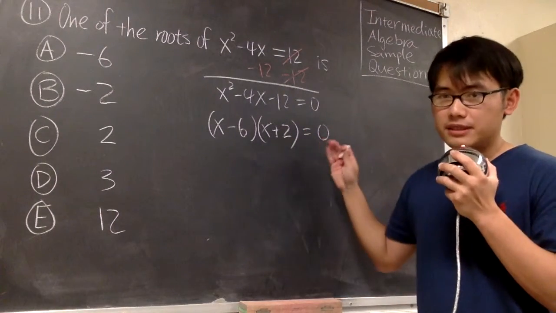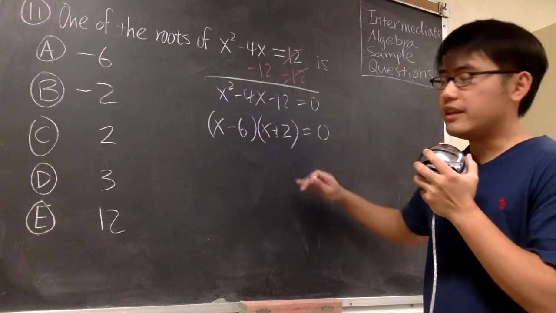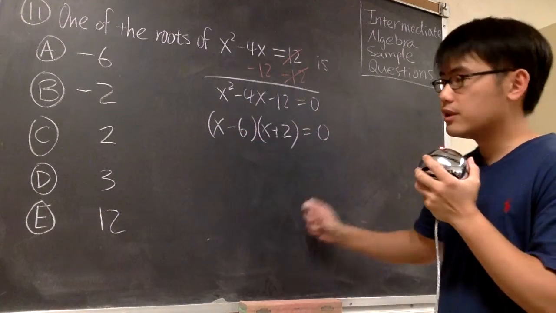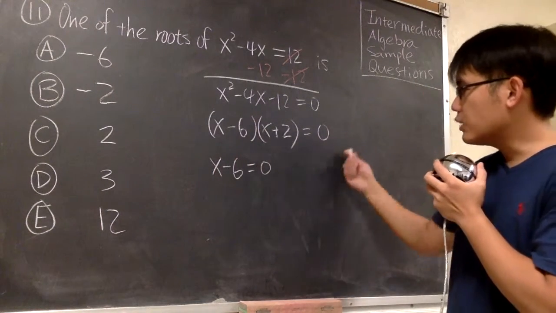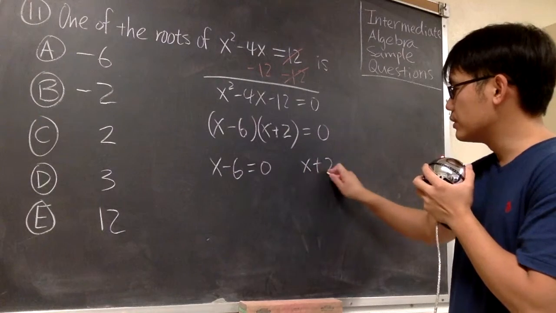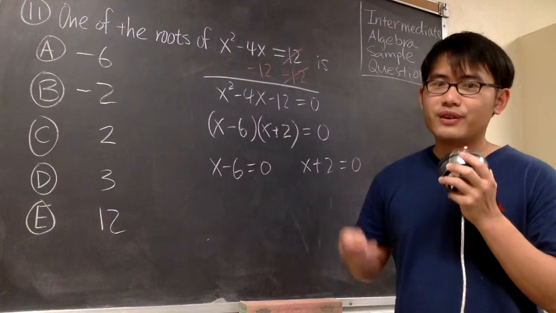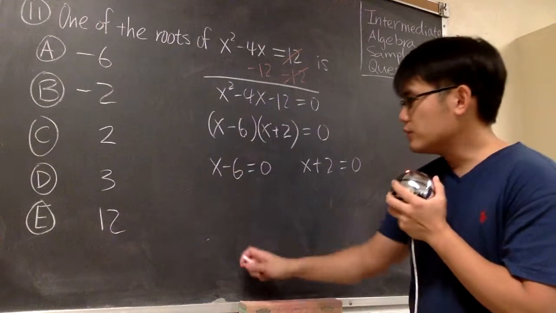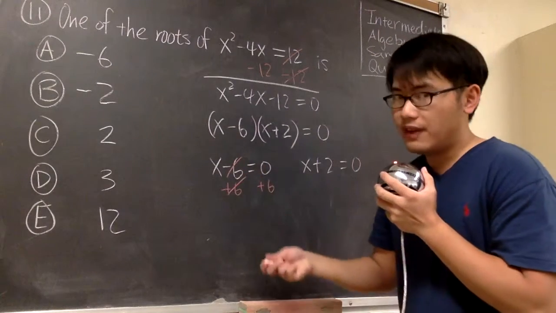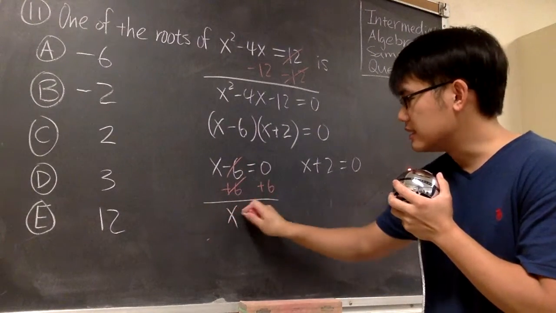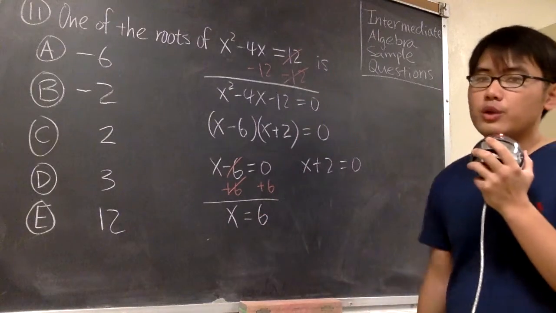And once we have this stage right here, we are going to make the first factor equal to 0, and then the second factor equal to 0. So we have x minus 6 is equal to 0, and the second one we have is x plus 2 is equal to 0. So these are the two equations that we have to solve to get the x by itself. For the first one, we add 6 on both sides. So in fact, we get x is equal to positive 6 as one of the answers to the original equation.